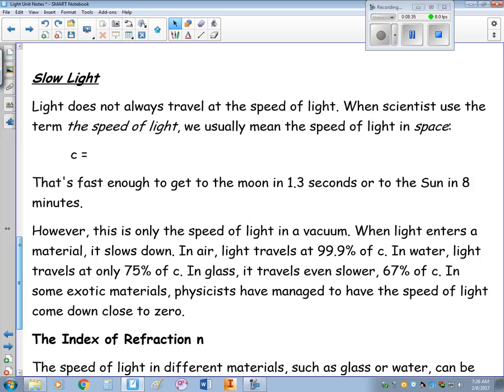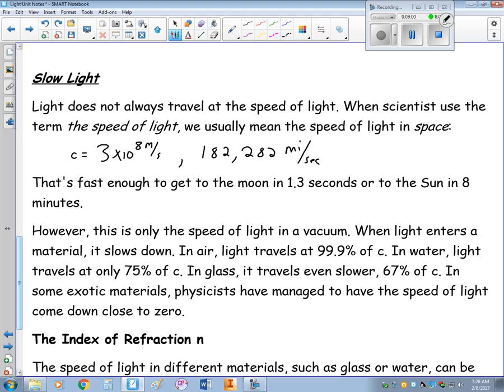Okay, the next thing I want to talk about is how we can slow light down. Light does not always travel at 300 million meters per second. Or another number for this is 182,282 miles per second. Comes down to about 1 foot per nanosecond.